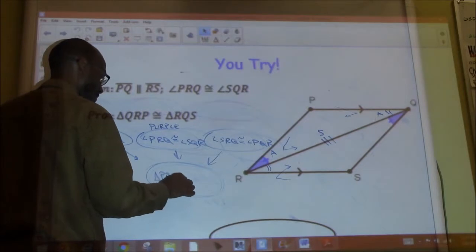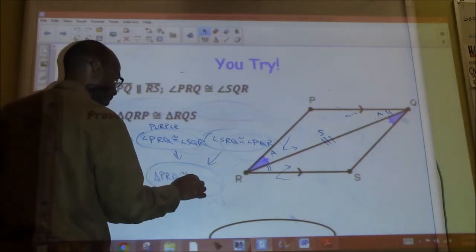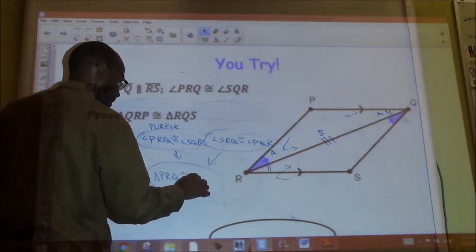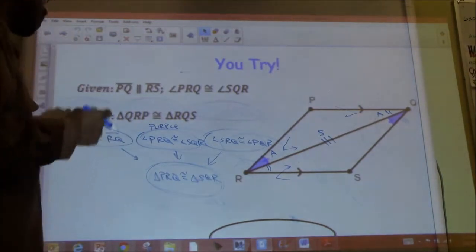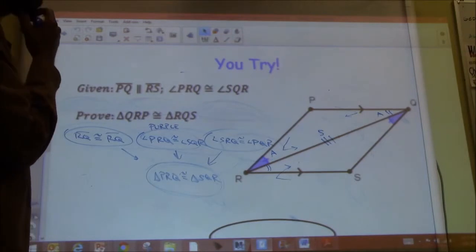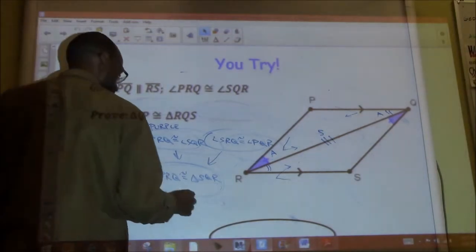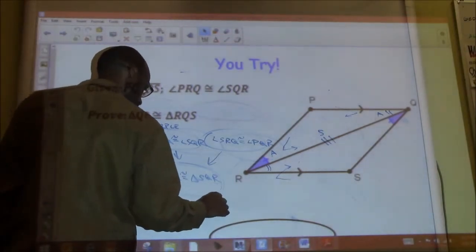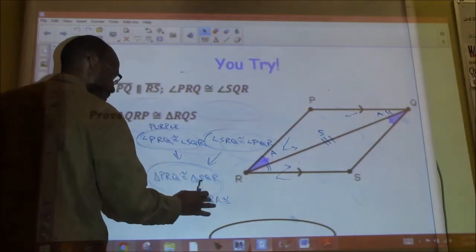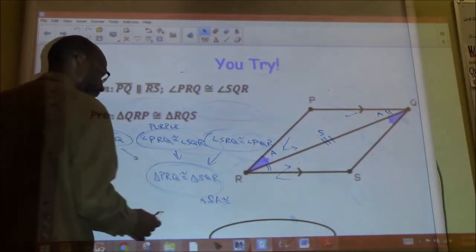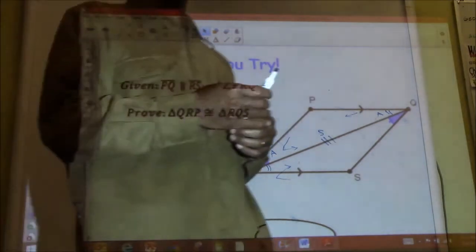P, R, Q, congruent to triangle S, Q, R. And this one is an angle, a side, and an angle is included. Angle, side, angle. The angle is included. Angle, side, angle. Let's pause it at least so I can get a moment.